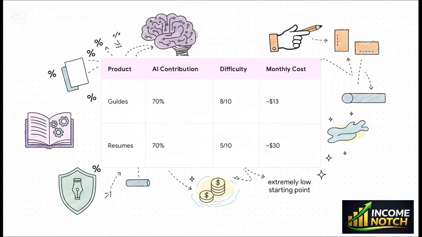So here's the quick summary for our information architect play. For both guides and resumes, AI can handle about 70% of the heavy lifting by generating the content and the initial design ideas. Your job is just to handle the final layout and add that final polish. And with super low monthly costs, this is a really profitable and easy way to get started.